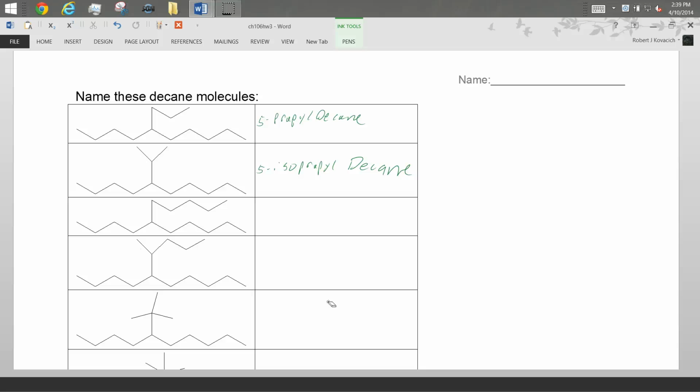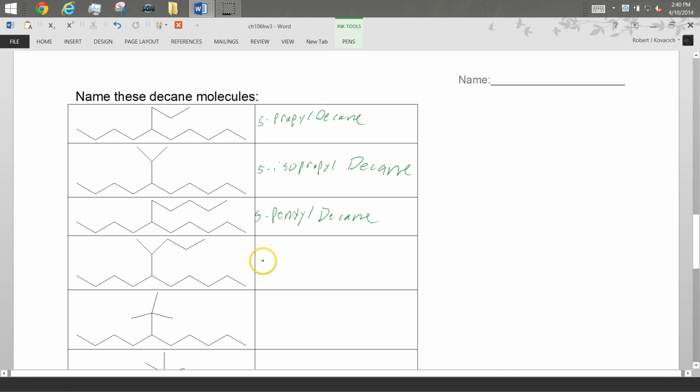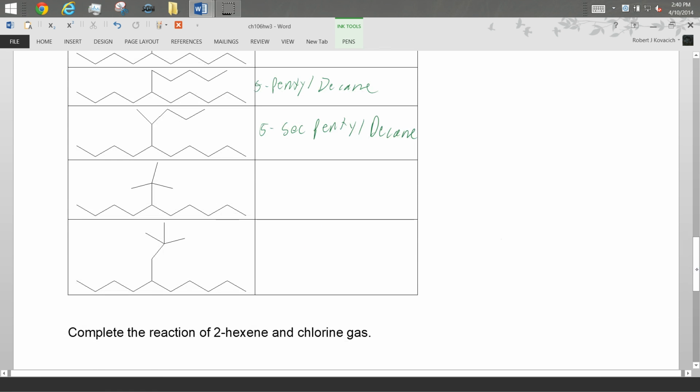Let's say I did say that they're all decane molecules. So what would the chain be if it was a decane molecule? 5 pentyl decane? Yeah. Okay, I got it. And then the next one? This next one here? Tert, or T or tert, butyl.